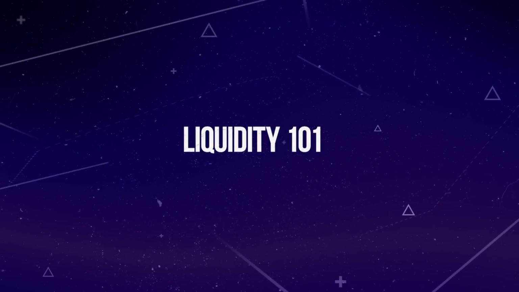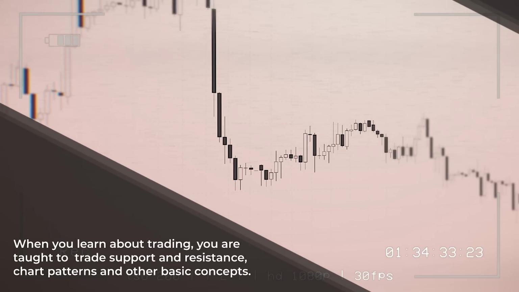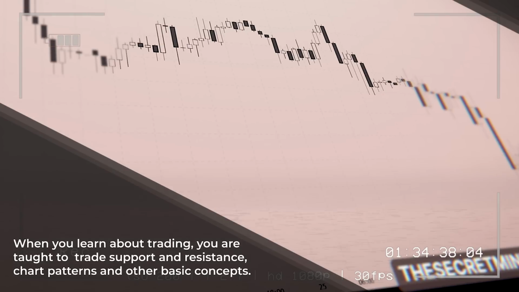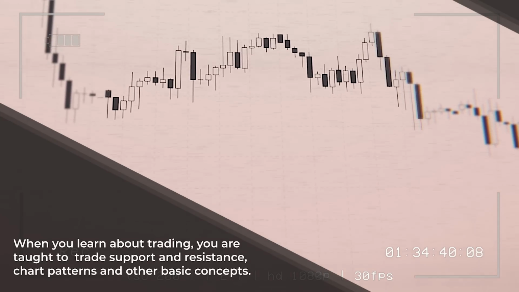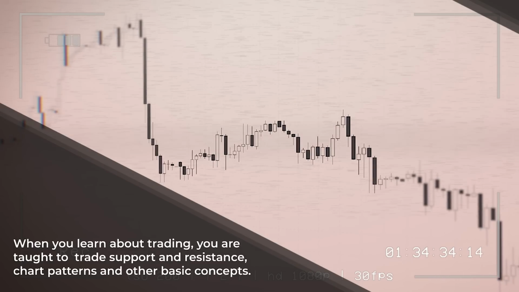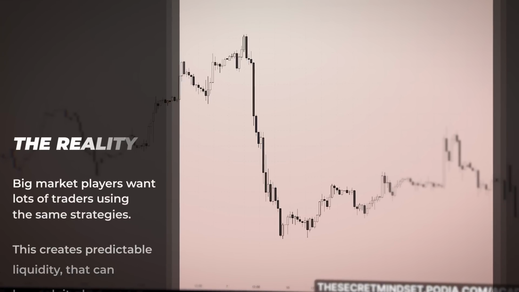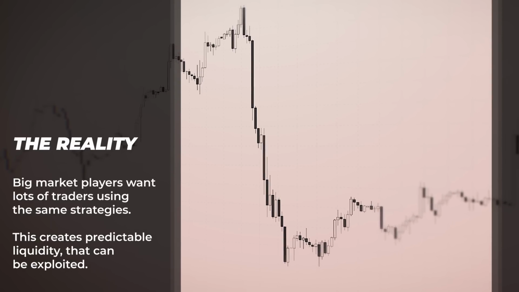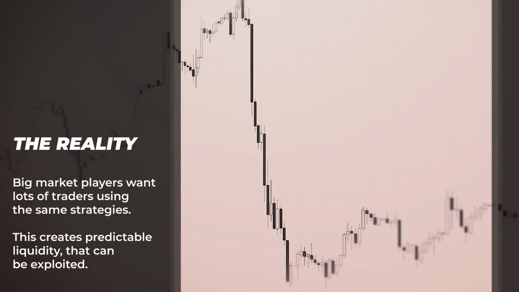When you first started trading, you probably learned about support and resistance, chart patterns, and other basic stuff. Many brokers even offer free education on these topics. But why? It's not just to be nice. They want lots of traders using the same strategies, because this creates predictable liquidity that can be exploited.